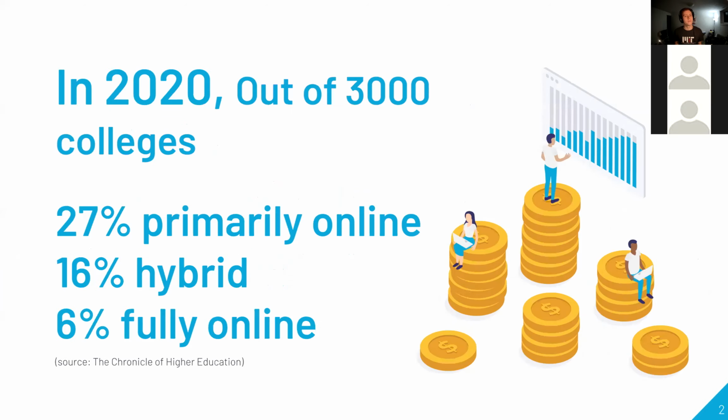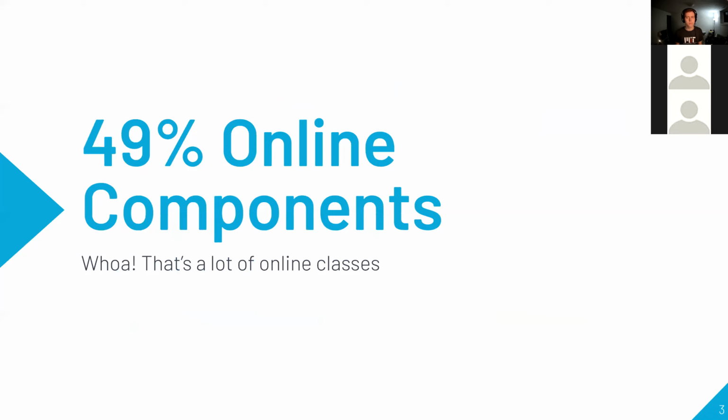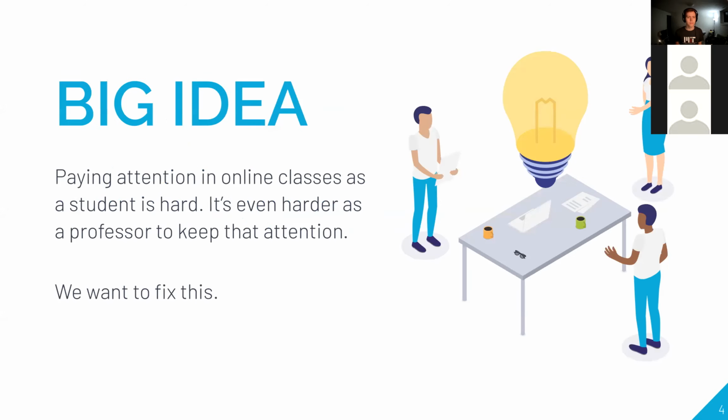So in 2020, out of 3,000 colleges, we found that 27% were primarily online, 16% were hybrid, and 6% were fully online. Altogether, that means that 49% of learning has online components, and that's a lot of online classes. We're all students here, so we know that paying attention in online classes is super hard, but it's even harder as an instructor to keep that attention. So we wanted to build something to fix that.